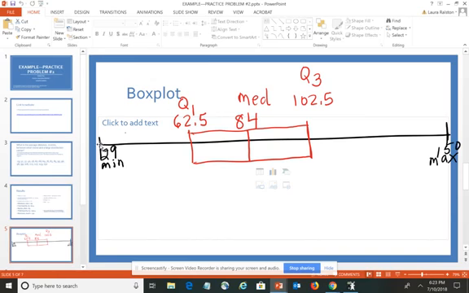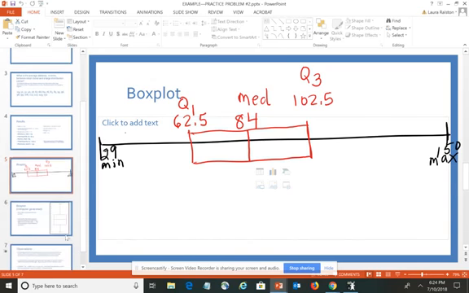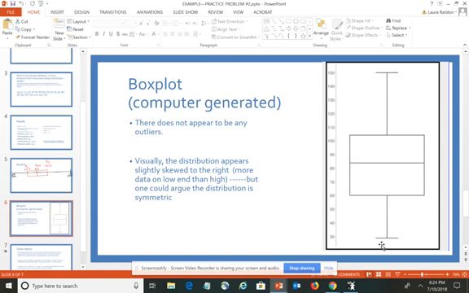Again, remember, with a box plot, you start with a horizontal number line or a vertical number line. It doesn't matter. On the left end of the number line, you have your minimum value. On the right end, you have your maximum value. You indicate where quartile 1, the median, and quartile 3 would be on the number line, and you put a box around those values. I also use the website again to computer generate it. Again, there doesn't appear to be any outliers within this particular data set.